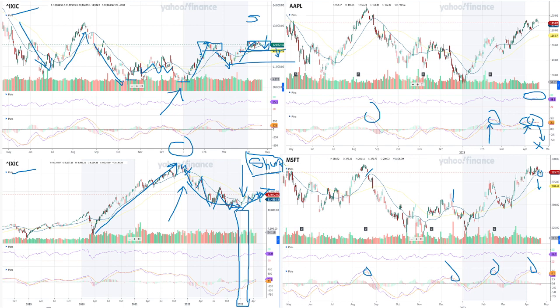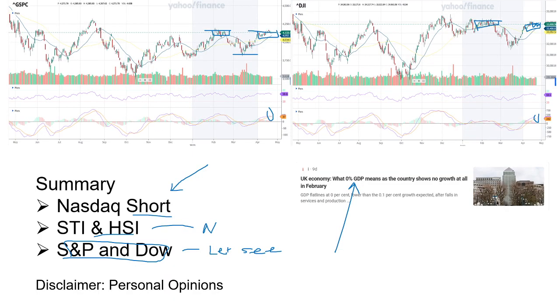Okay, so in short, shorting the market is much more complicated, challenging and complex than going long. So if you have not shorted before, my personal opinion is don't go into that. And potentially, like me, look at Hang Seng and STI to see whether there's any opportunity for a short-term long play to get some profit.